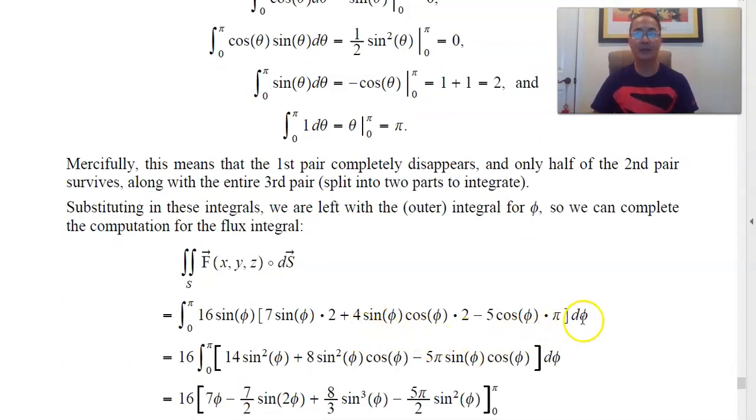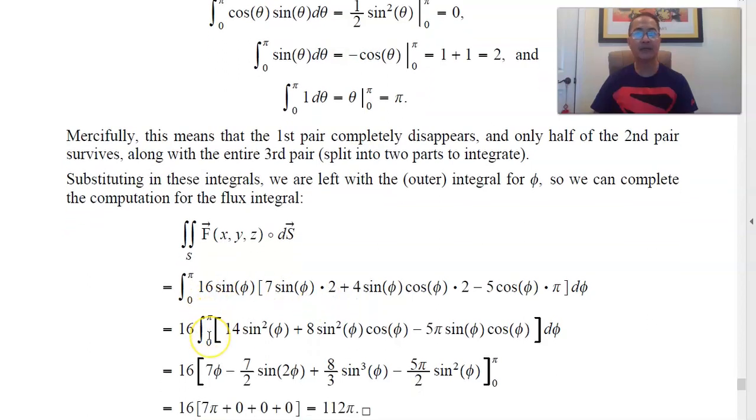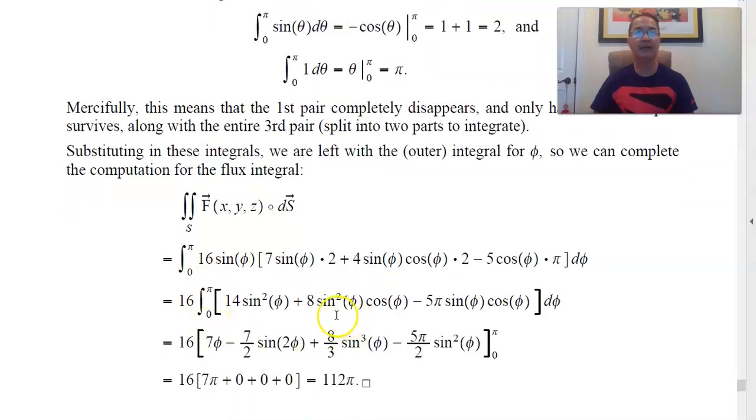Okay, all the thetas are gone. We're now only going to integrate with respect to phi, and you know exactly what to do. Make sure that you include the sine phi everywhere. We know how to integrate all of those. Final answer, 112 pi.